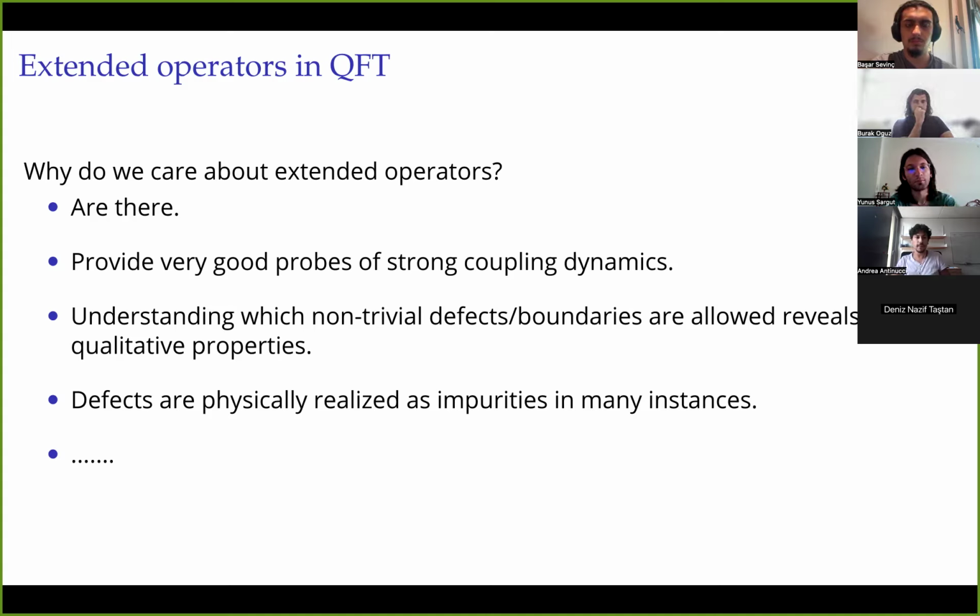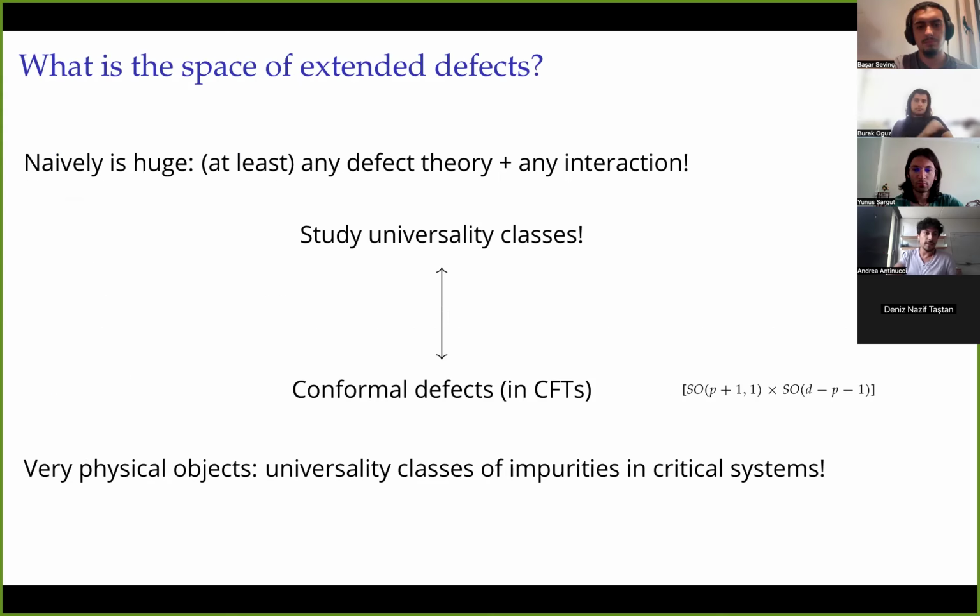Last but not least, if you're interested in condensed matter physics or statistical physics, it's often the case that defects are physically realized as impurities in your physical system. For instance, you can model an impurity, namely you have your Hamiltonian in some condensed matter system, and somewhere you put some impurity. This can often be thought of as a defect, so some extended operator that is also extending in time.